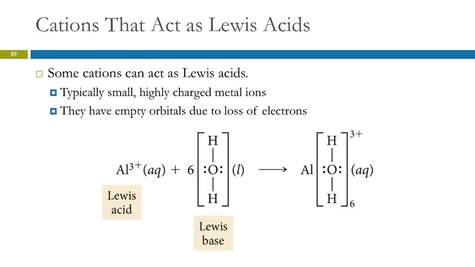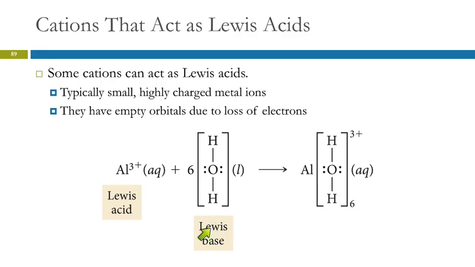Some cations can also act as Lewis acids. And we mentioned that small, highly charged cations can be acids, but we didn't explain why. So here's aluminum 3+ ion. So this is a small, highly charged metal ion. And it has empty orbitals because it's lost some of its electrons, right?